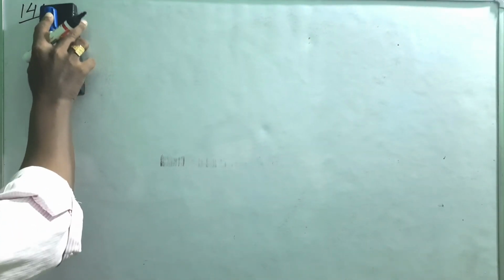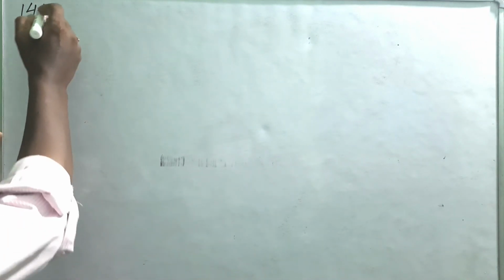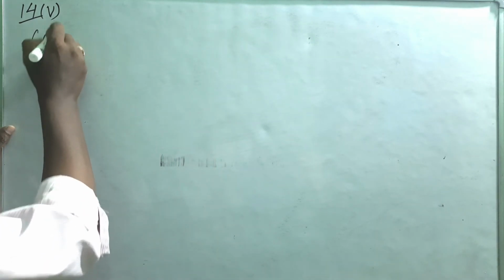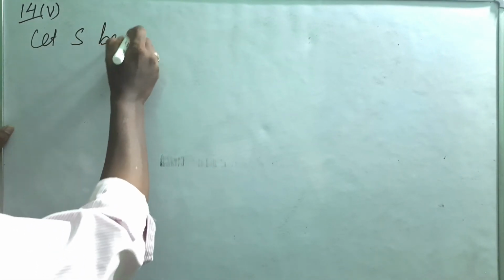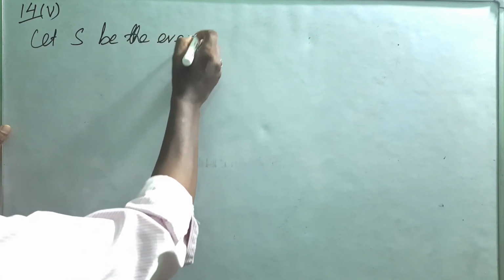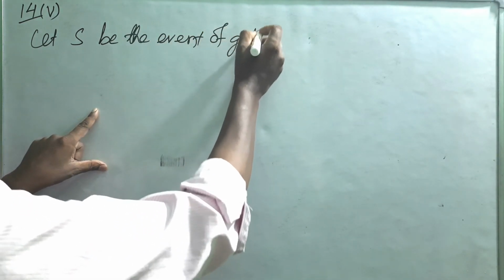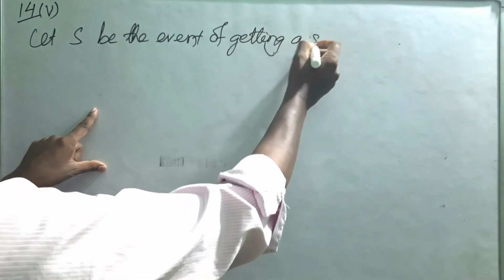Now guys, we will solve bit 5. Now what is the question? Find the probability of getting a spade. You know, in spades there are 13 cards. That means 13 cards are spades. So write down, let S be the event of getting a spade.